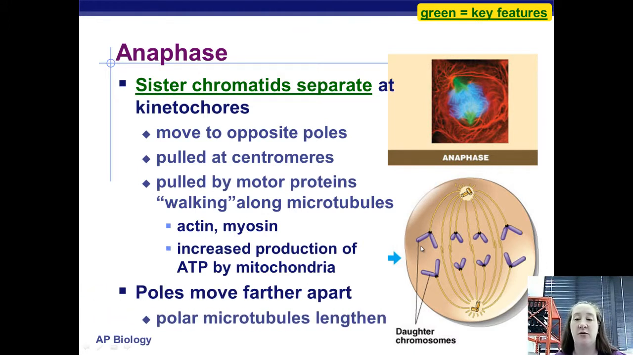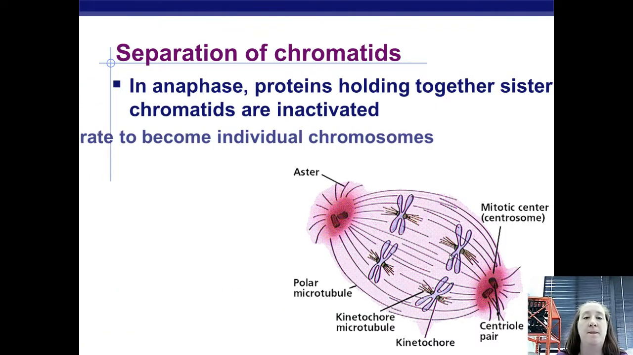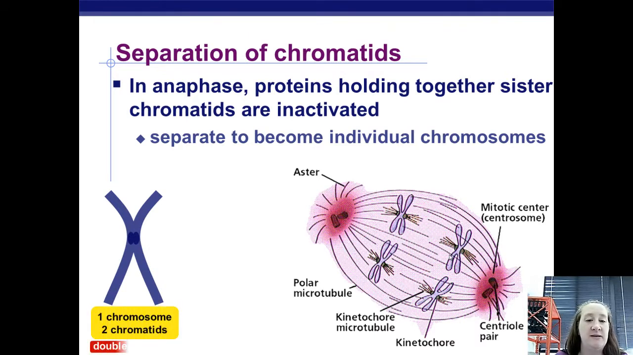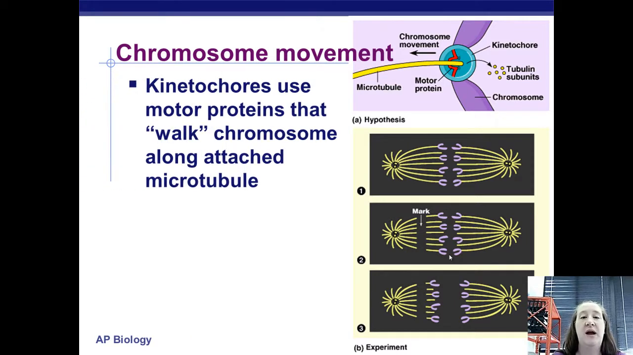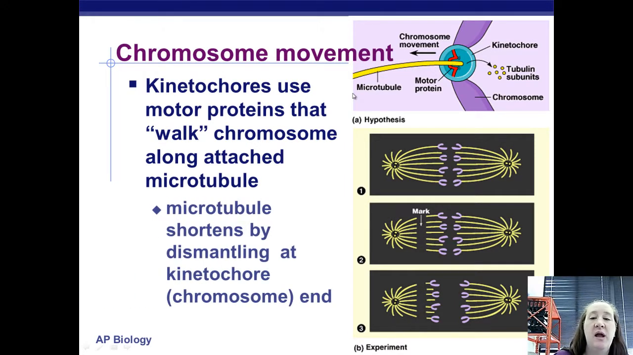And the poles of the cell are going to start moving further and further apart because some of the microtubules aren't going to attach to chromosomes. They're just going to be loose, and they're going to keep growing and growing, and as they grow, they're going to keep pushing the outer parts of the cell away from each other. So the two sister chromatids are going to divide in half to become individual chromosomes, and they're going to get pulled to opposite sides. Here's your little picture of a motor protein walking the chromosome down the microtubule, and the microtubule is also going to get shortened. As the protein walks past a section of the microtubule, that microtubule is going to get broken down. It doesn't go away, but it goes back into its basic pieces, so it can be built again later.